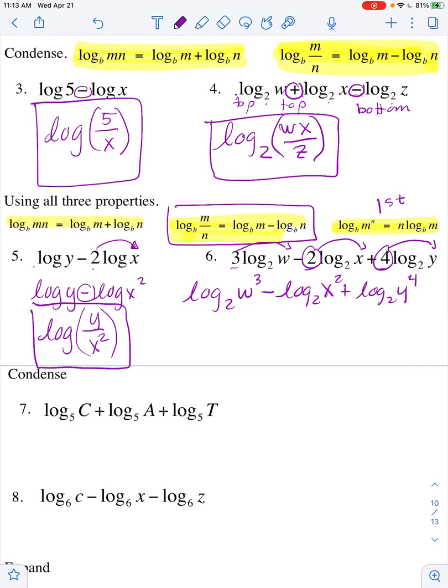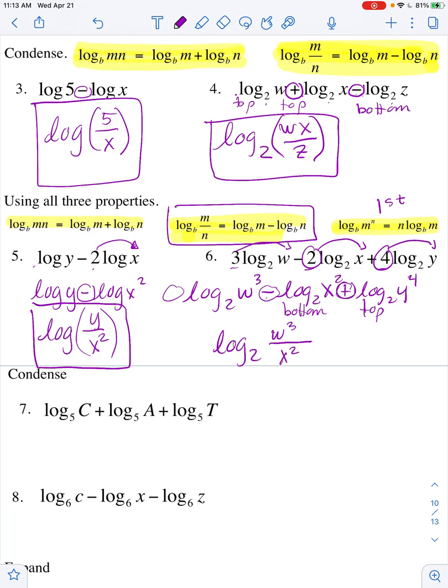Now I can go through and kind of say, okay, this one is going to be following subtraction. So this is going on the bottom. And then this is positive, which means it's getting multiplied in the problem. And that means it goes on the top. Don't overthink it and think, well, it's multiplied by the one on the bottom. Just take one term at a time. So this one is positive out in front because there's nothing written to say otherwise. So that means my w to the third goes on the top. Then this is subtraction, so that means my x squared goes on the bottom.